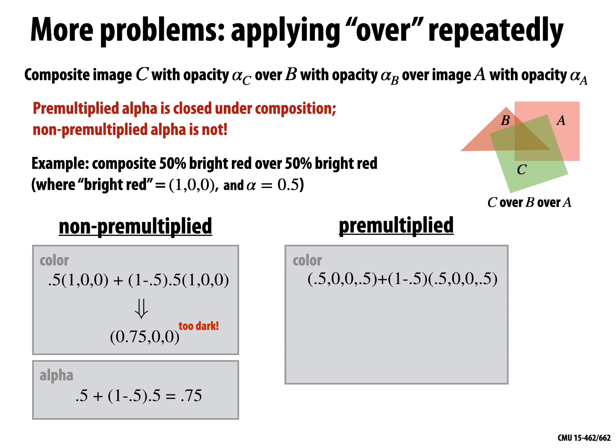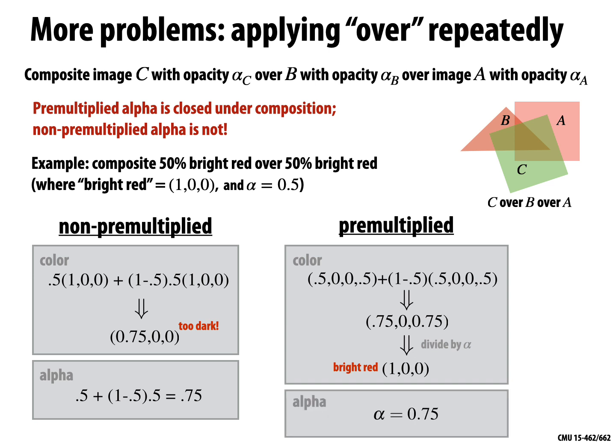So we have 0.5, 0, 0, 0.5. I've already premultiplied by alpha, plus 1 minus 0.5 times the same color. I work that out, and it looks like I get the same thing, right? It looks like I get 0.75, 0, 0, 0.75, a dark red with a 0.75 alpha. But remember that to recover the original color, I'm going to actually divide by alpha. So the color I get is bright red, 1, 0, 0, and the alpha I get is still that 0.75.